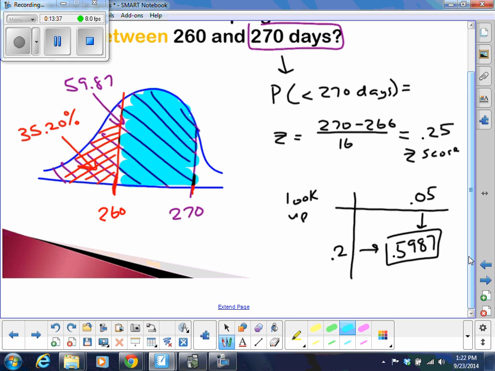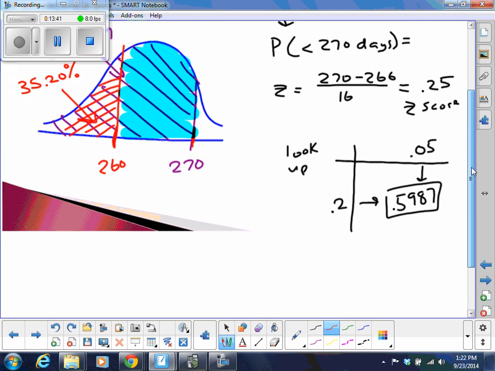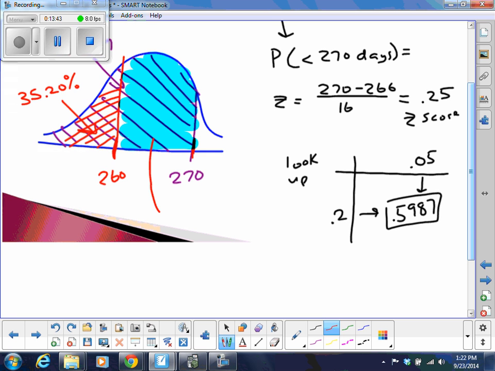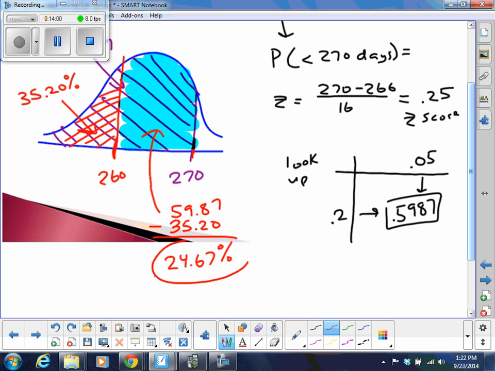So let's just write that out. Okay, so the stuff in the middle here that we want, again, is the 59.87 minus the stuff that we don't want, the 35.20. And when you subtract those two, you'll get 24.67%. And that should be our final answer there. That's the area in between 260 days and 270 days.